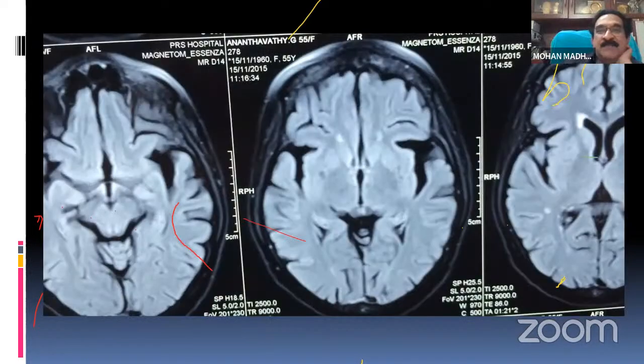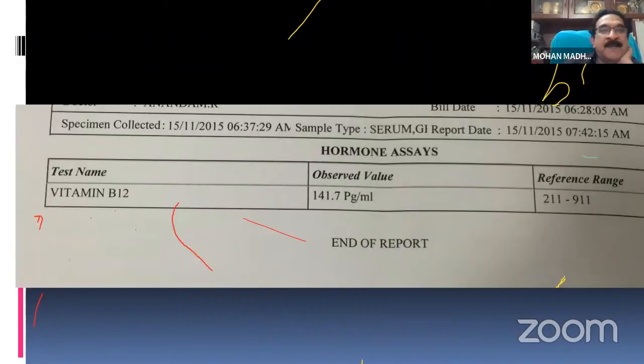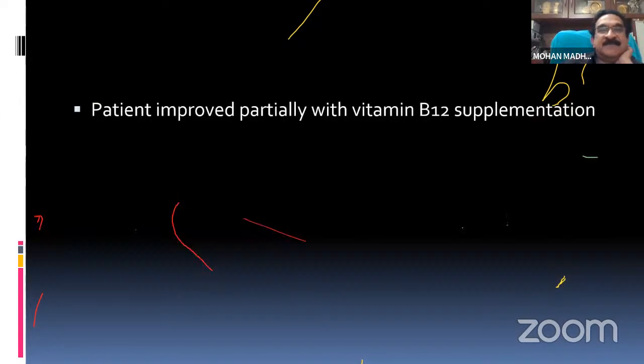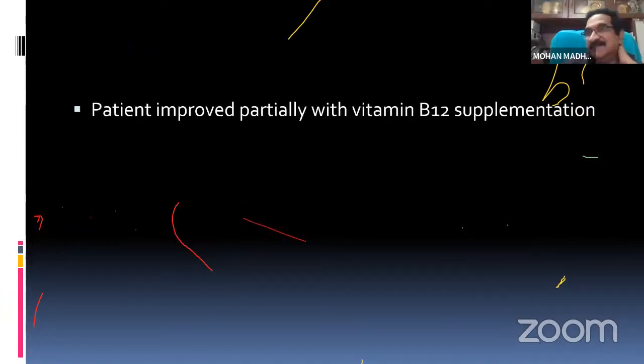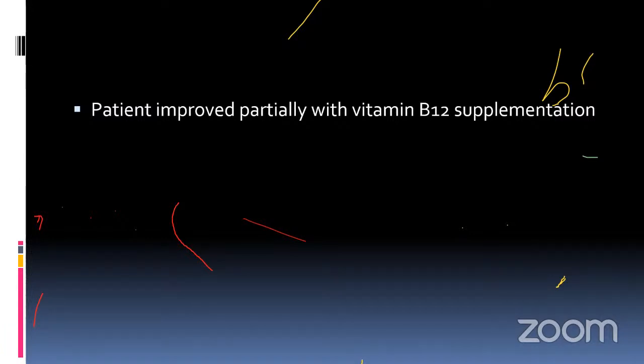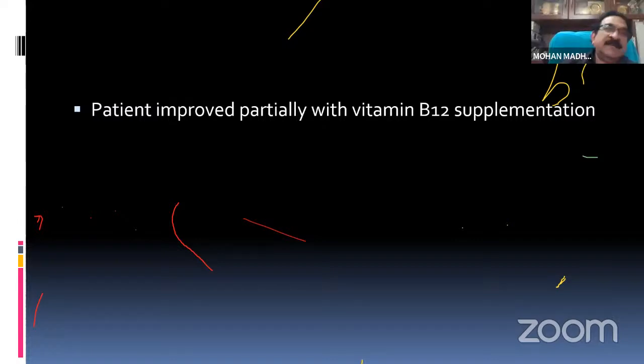So the brain is normal. Vitamin B12 is decreased, 141. So this is a vitamin B12 deficiency. Sir, do we have to do homocysteine once the B12 is low? No, in this case it is not required because we have already proved the point. We got a low B12 level, so we can go with that.